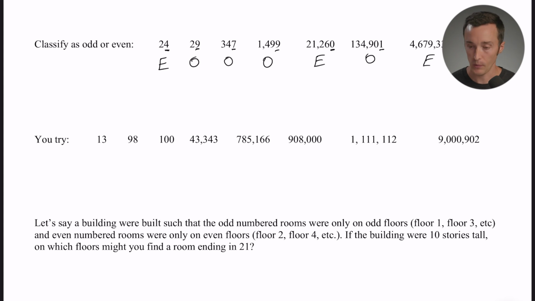So always stop, make sure you understand what they're asking. They're saying, if the builders built the building this way, where would you find rooms that ended in a 21? Well, 21, if you notice, the very last digit is 1, which means it's odd. And the way the manufacturers built the building, you're only going to find those on odd numbered floors. So which floors of this building would you find that? Well, the odd numbered floors would be floor number 1, floor 3, floor 5, floor 7, and floor 9. Now you wouldn't go past there. You wouldn't go to like floor 11 or 13, even though those are odd numbers, because it said it was a 10-story building.